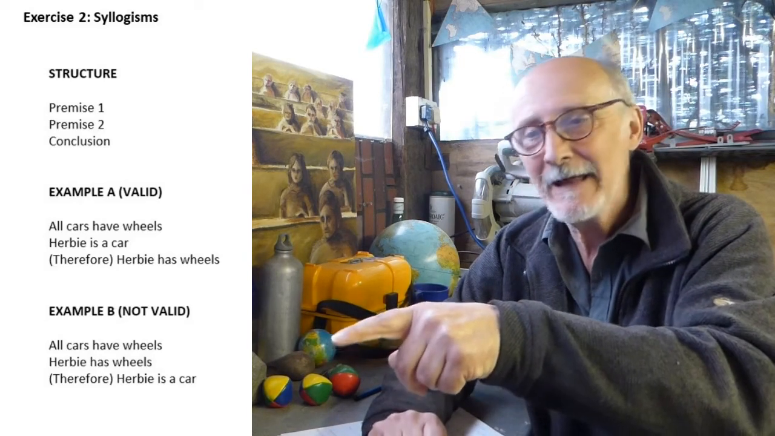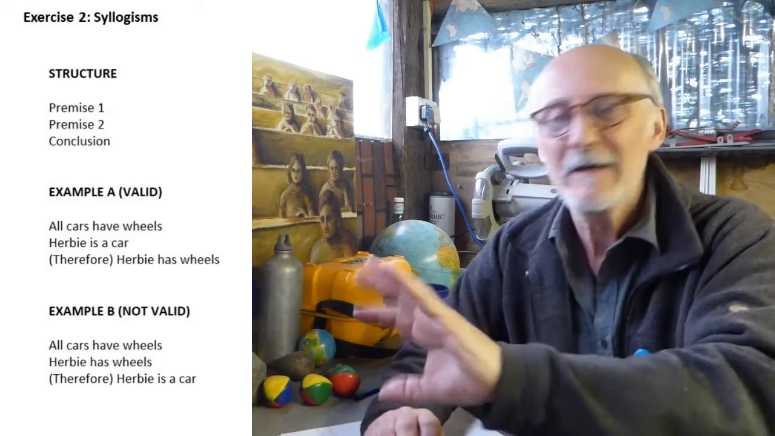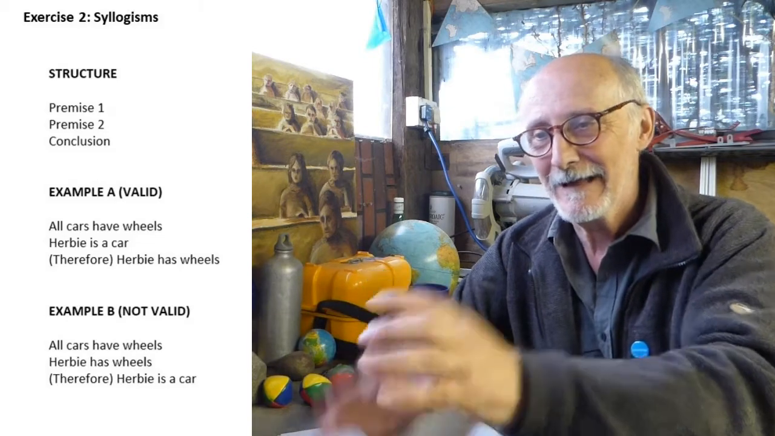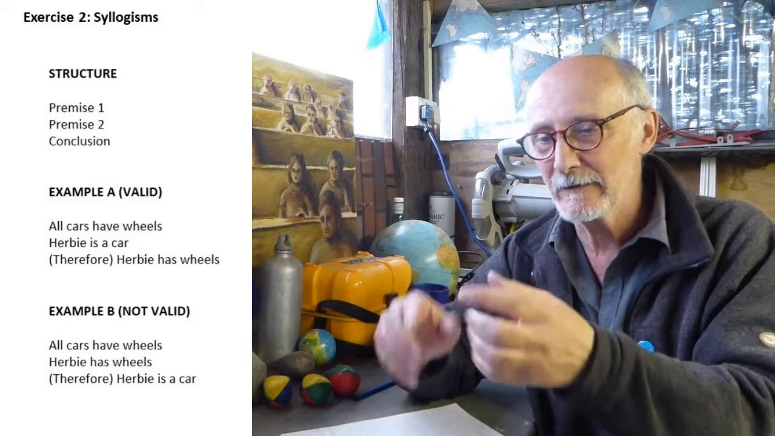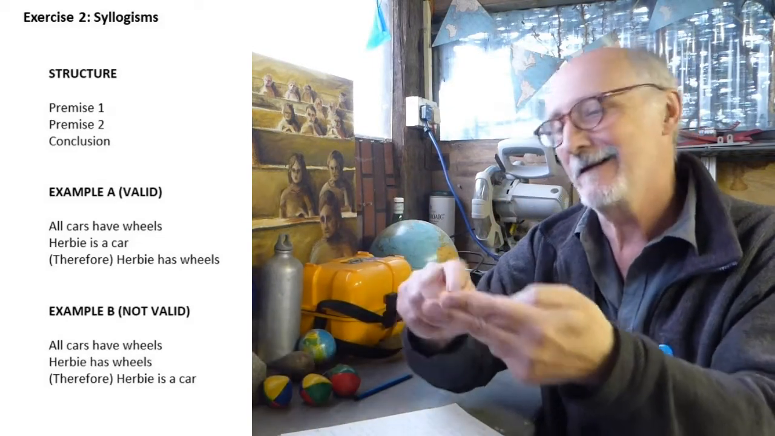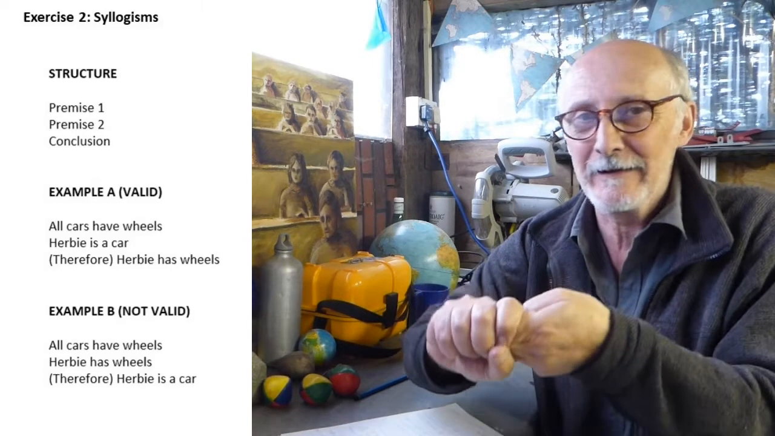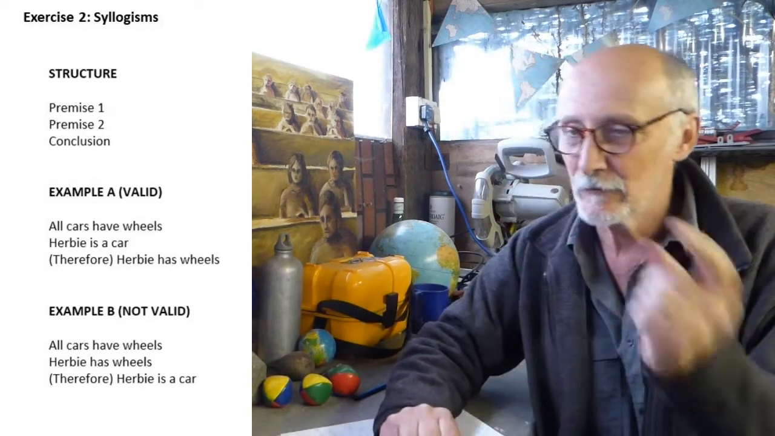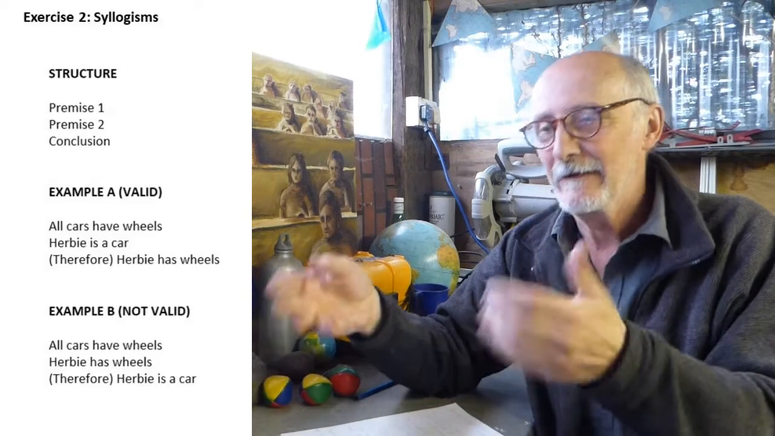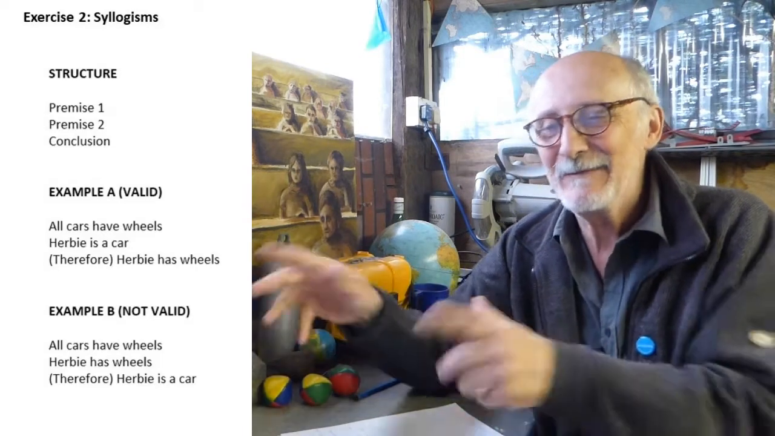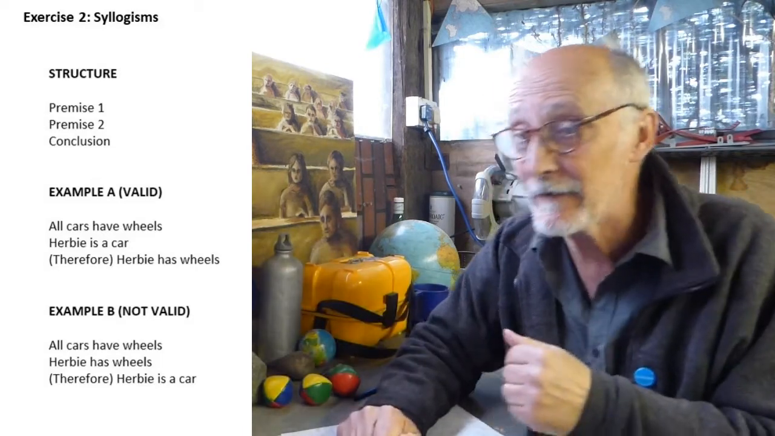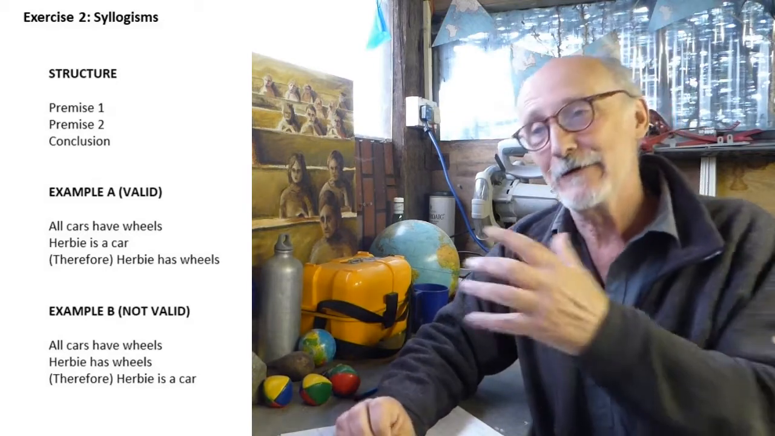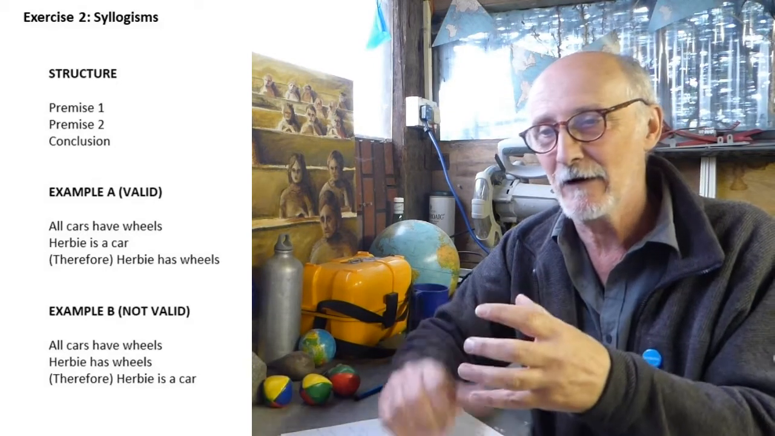Go back and look at example A, thinking, oh, that must have a fault as well. No, it doesn't. Example A is okay, because the way that we've set up our argument, all cars have wheels, Herbie's a car, so Herbie will have wheels, necessarily. It follows logically. The second one, all cars have wheels, Herbie has wheels, therefore Herbie's a car. No. Herbie could be something else that has wheels. We didn't say that other things don't have wheels as well. So you've got to be careful setting up your argument.